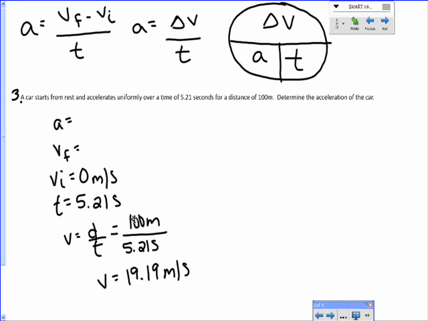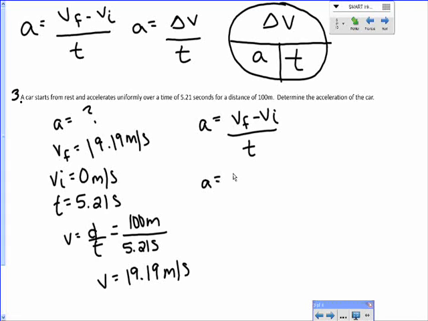And so that's my final velocity, because if I started from rest, then this gives me my final velocity. So up here I can put my final velocity of 19.19 meters per second. And it tells me to determine the acceleration, so I know acceleration is question mark. So if you're ever given distance and time and you're missing one of your velocities, make sure that you just go ahead and calculate the distance divided by time to give you that velocity you're missing. Now, acceleration equals VF minus VI over T.